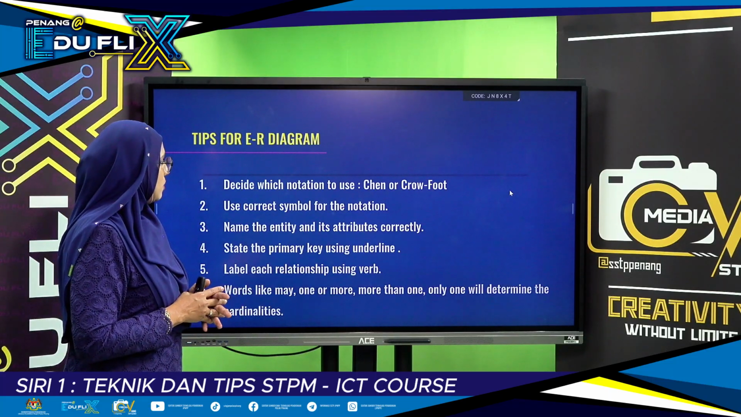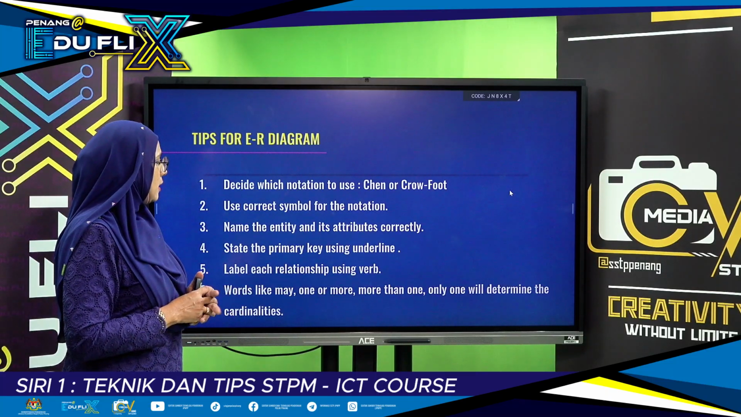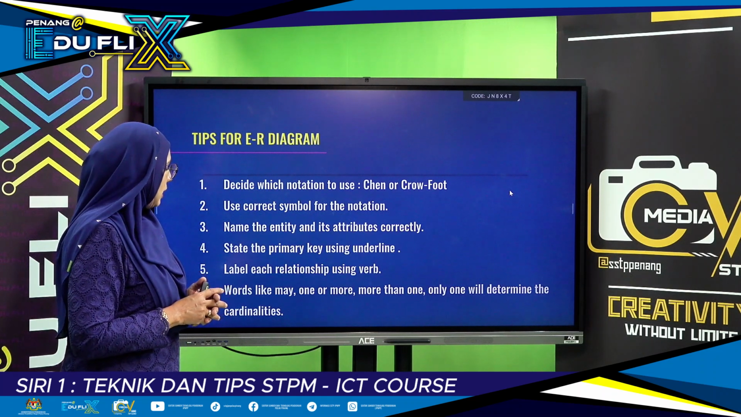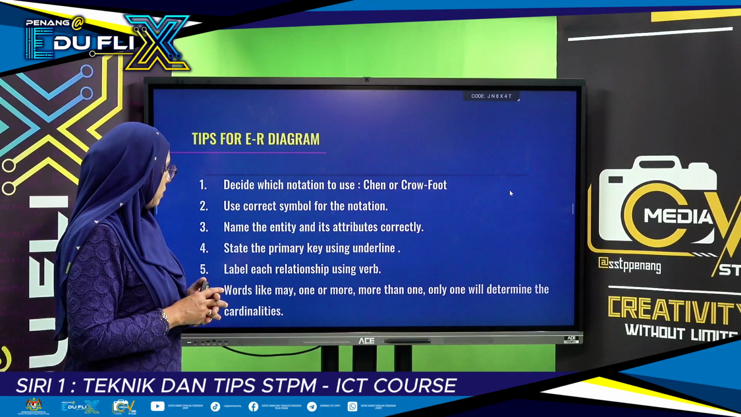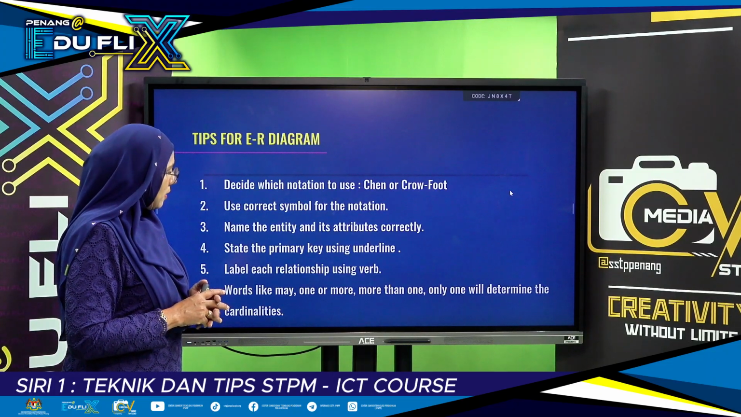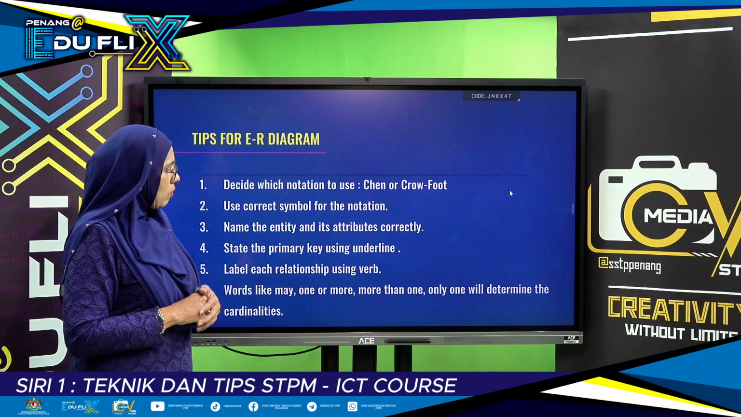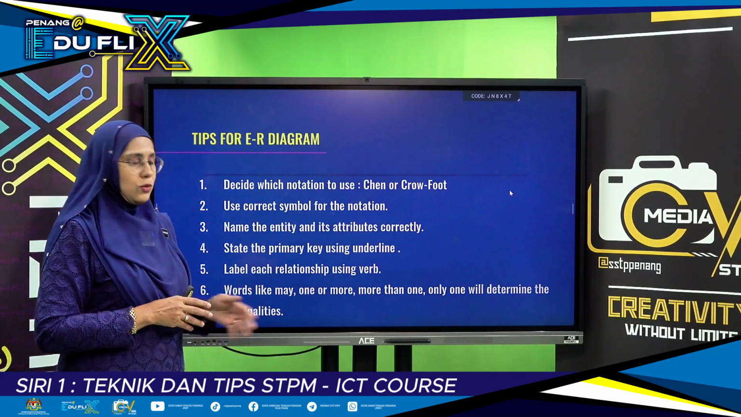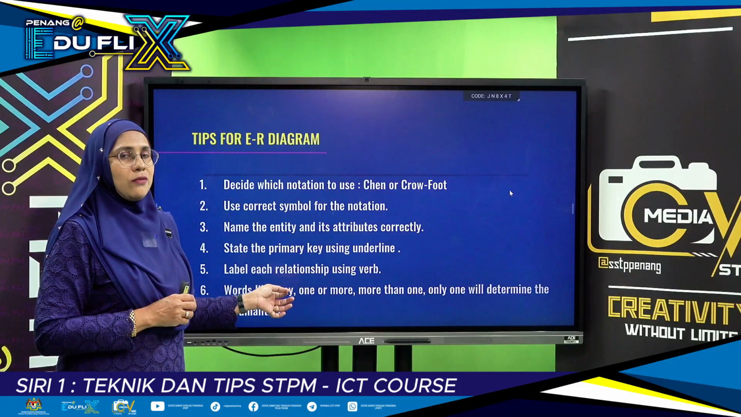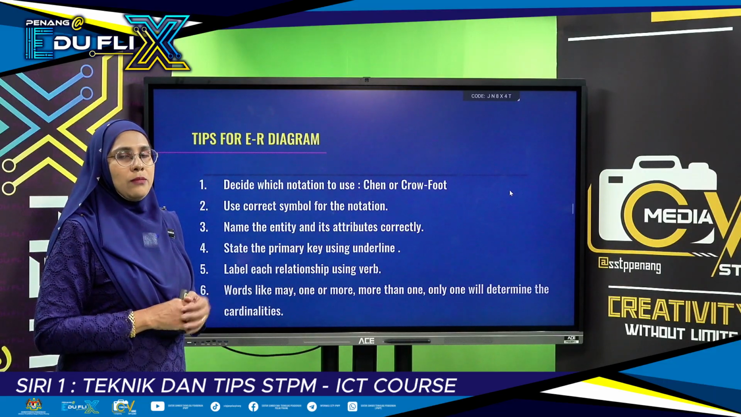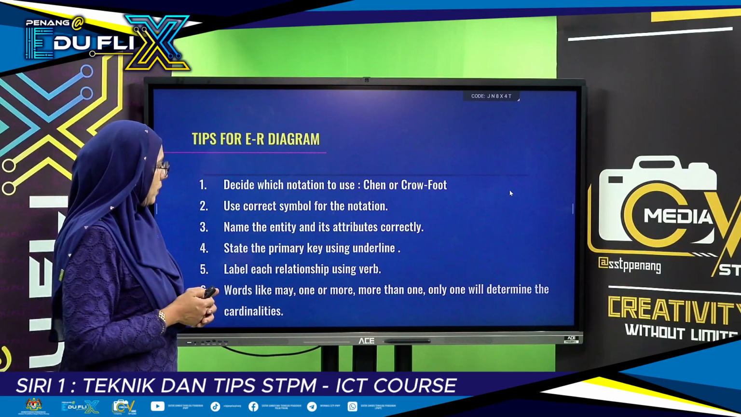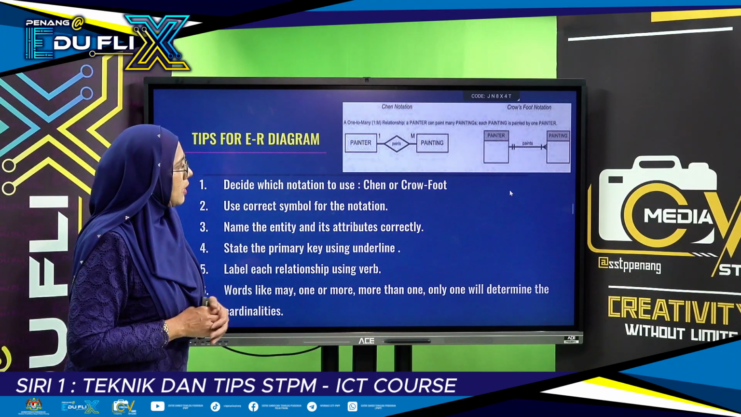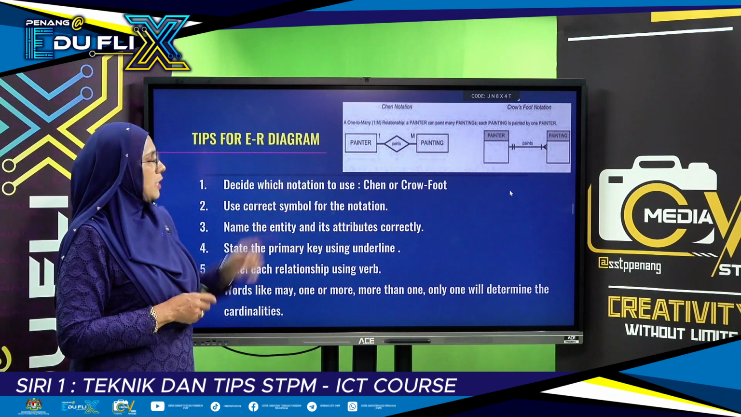Use correct symbol for the notation. Name the entity and its attribute correctly. State the primary key using underline. Label each relationship using verb. Words like may, one or more than one, only one will determine which cardinality. So these are the keywords that you have to identify so that it will help you in writing the cardinality. This is the difference between Chan notation and Crowfoot. So I will use Chan.